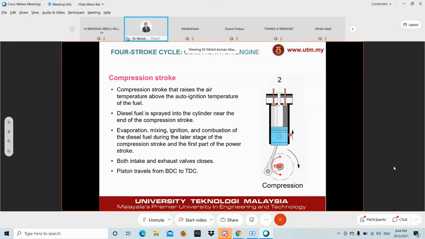So in other words, this is why the CI engine has a much higher compression ratio. It relies on the compression to increase the pressure, and because the pressure is so high, it auto ignites by itself because of the diesel characteristics. So it doesn't have any spark plugs, if you notice, because it relies on the fuel's self ignition temperature. Okay, but later we will cover the diesel fuel in a later chapter.